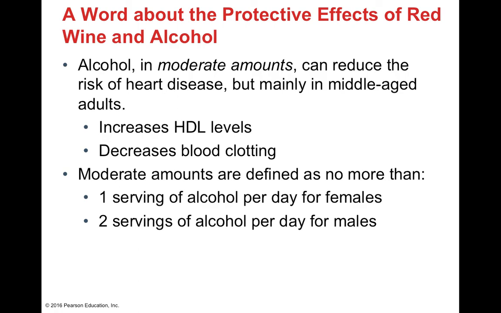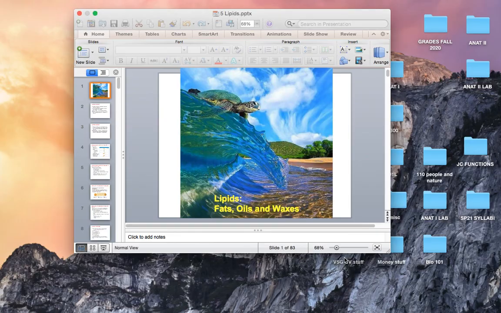Now, alcohol has been shown in moderate amounts to reduce the risk of heart disease, and this is mainly in middle-aged adults. It's going to help increase your HDL levels and decrease blood clotting. Now, moderate amounts of alcohol are defined as 1 serving of alcohol per day for females, so 1 glass of red wine, for example, or 2 servings of alcohol per day for males.